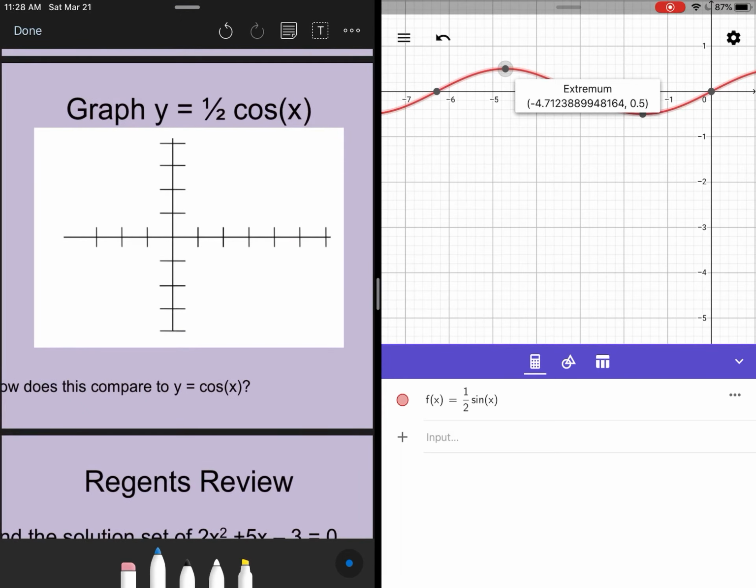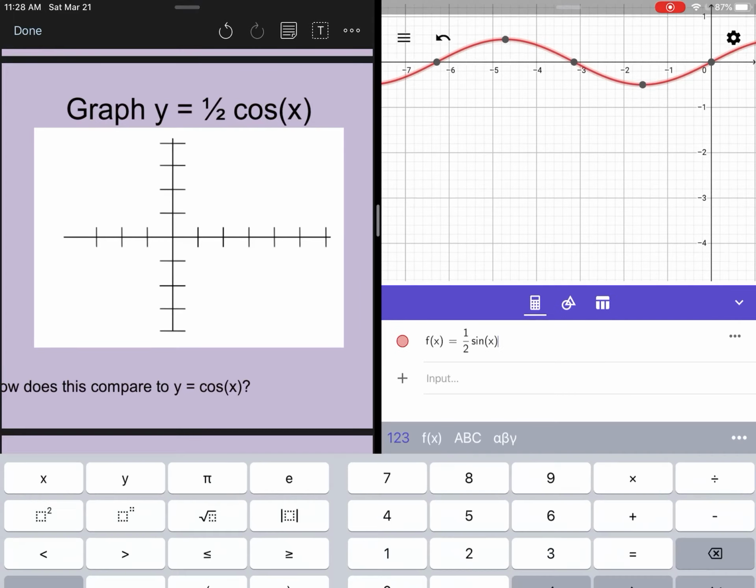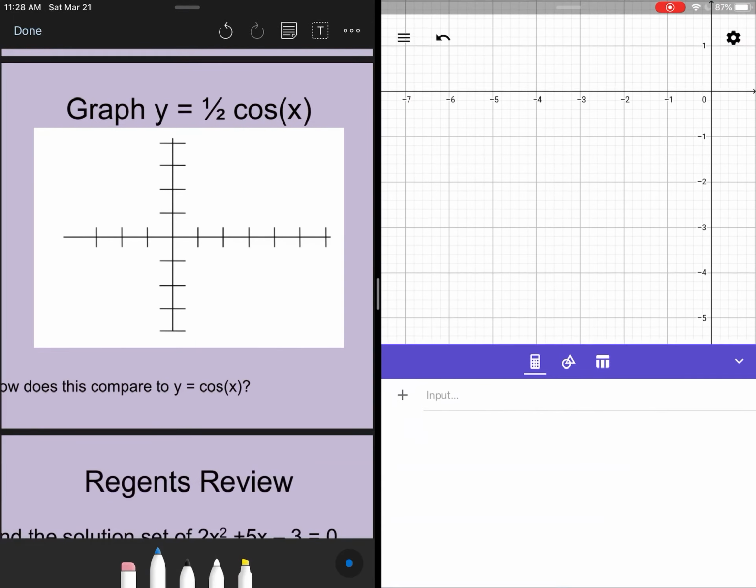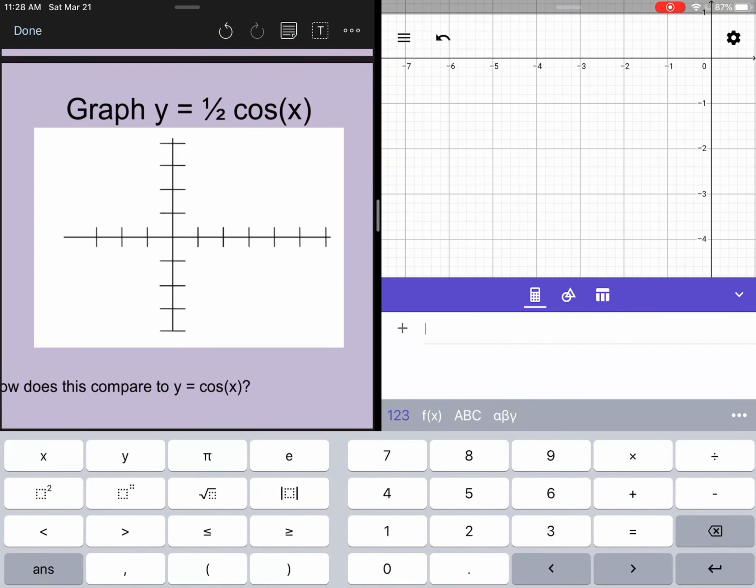Okay, we got 2 more problems left. Now we're just doing the same thing with 1/2 cosine of x. I'm pretty sure you guys can tell me at this point what it's going to look like.